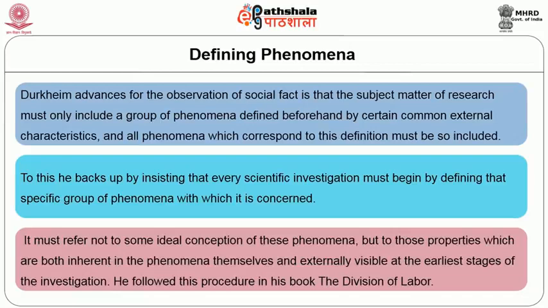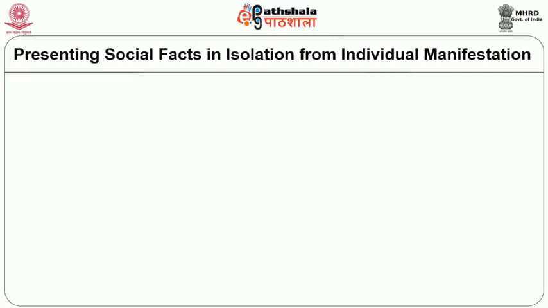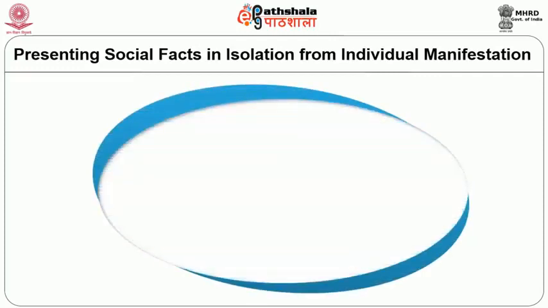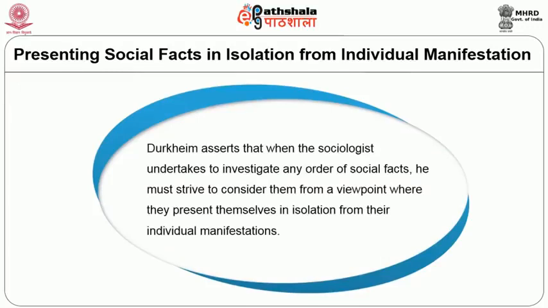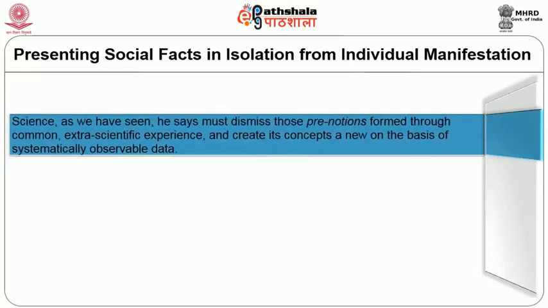He followed this procedure in his book, The Division of Labor, presenting social facts in isolation from their individual manifestations. On the final note, Durkheim asserts that when a sociologist undertakes to investigate any order of social facts, he must strive to consider them from a viewpoint where they present themselves in isolation from their individual manifestations. Science, as we have seen, he says, must dismiss those pre-notions formed through common extra-scientific experience and create its concepts anew on the basis of systematically observable data.